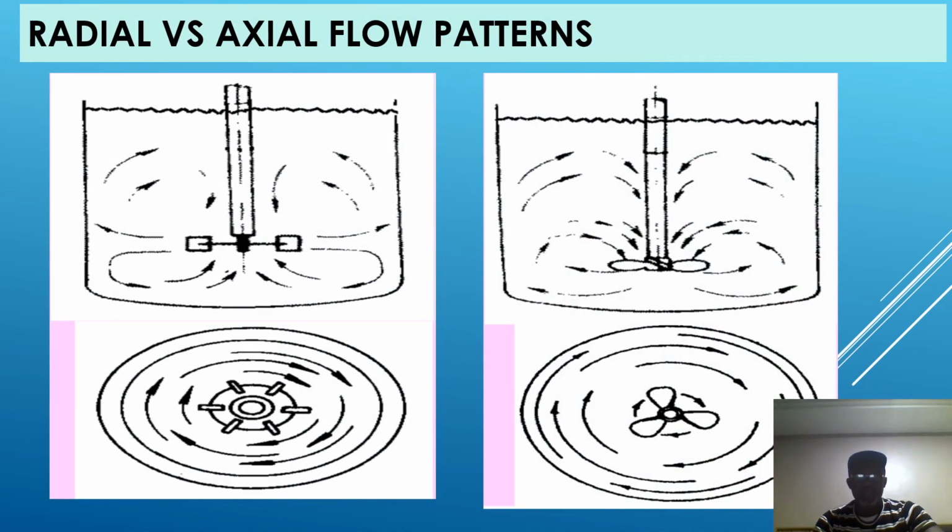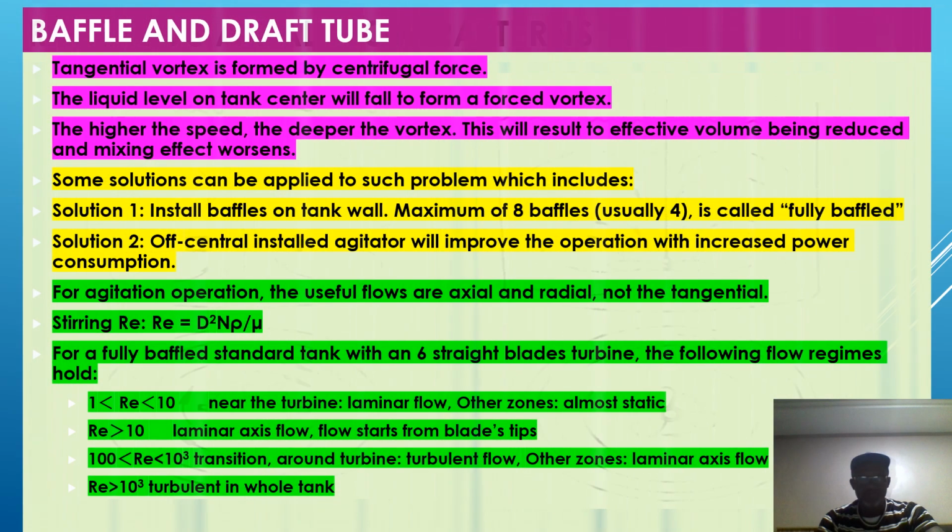We're now trying to compare the radial versus axial flow patterns. So you can see how that is taking place very close to the impeller. Baffle and draft tube: these are the things we use when we talk about flow patterns, and we'll have some problems. The higher the speed, the deeper the vortex. As you turn the bucket of water at high speed, the center will keep going down, and this will also result in problems with proper mixing. And there are some solutions we can use.